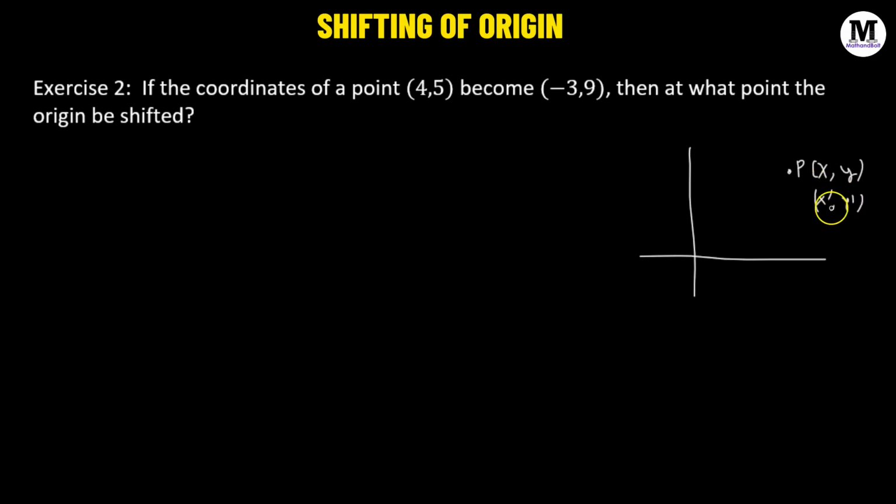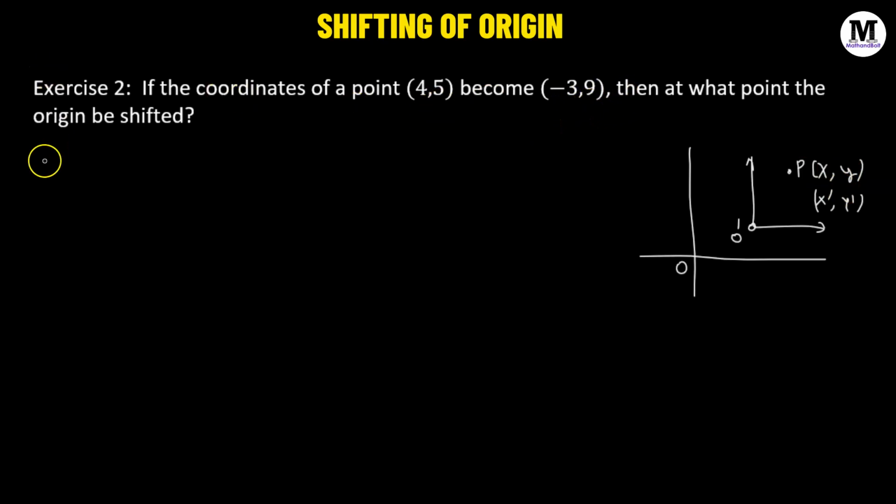The question is, what is the position of the origin? So definitely the position of the origin has been shifted. So this is our new origin. It was earlier O, now it has become O prime. So with respect to the new origin O prime, the point x comma y, its coordinates have changed from 4 comma 5 to negative 3 comma 9. So that is what we need to find out.